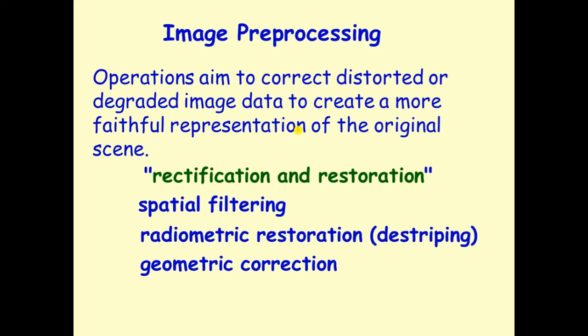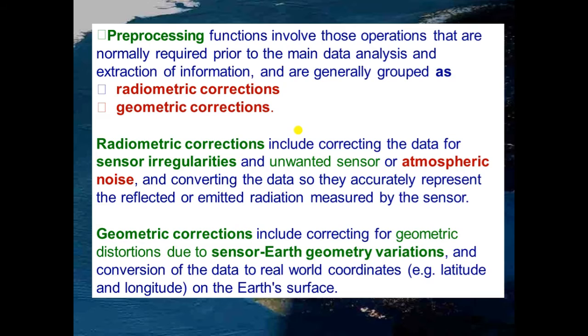Next, the filtering and data tools we use for processing are spatial filtering, radiometric restoration and geometric correction. Those are the three tools used for image pre-processing. It involves those operations that are normally required prior to the main data analysis and extraction of information, and are generally grouped as radiometric correction and geometric correction.